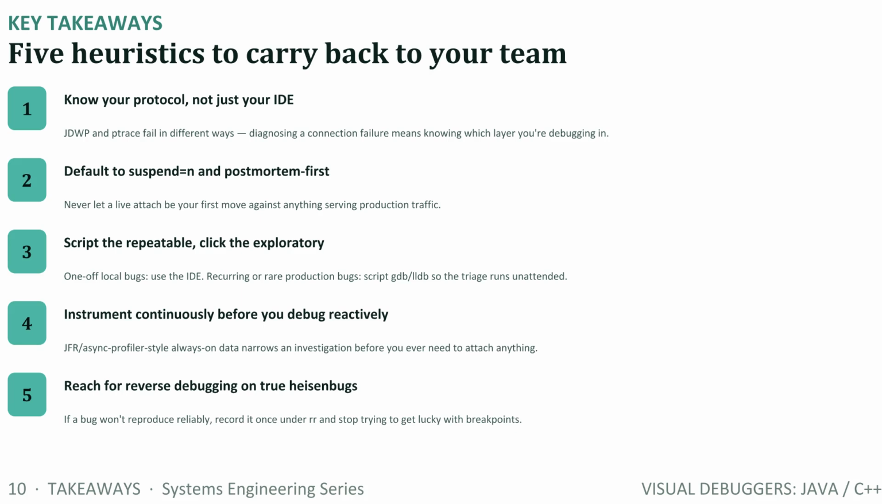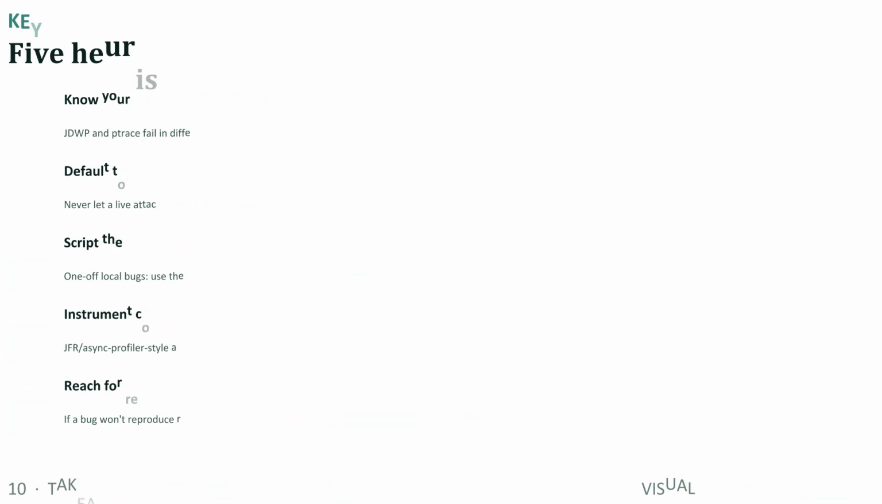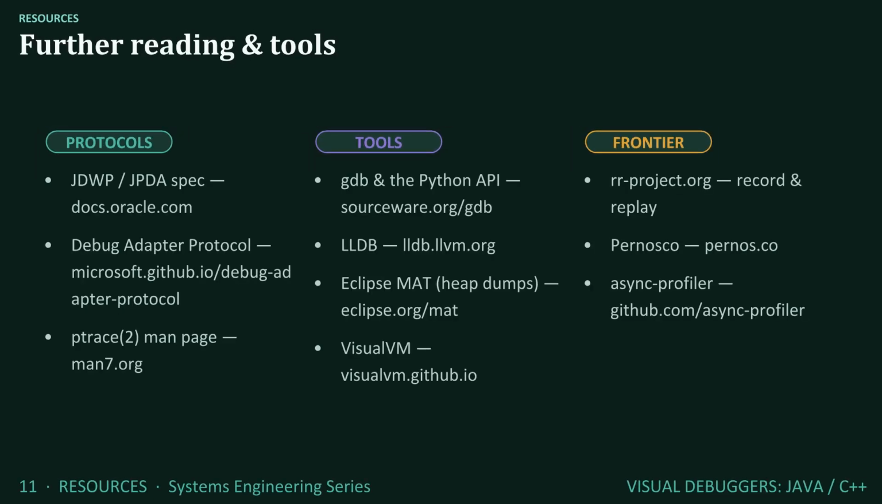And 5, reach for reverse debugging on true Heisenbugs. If a bug won't reproduce reliably, record it once under RR and stop trying to get lucky with breakpoint placement. Notice these aren't 5 independent tips. They're one coherent way of thinking about debugging as a discipline with real costs, not just a feature bolted onto your IDE. A few pointers if you want to go deeper.